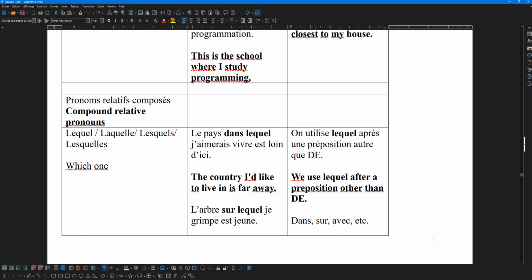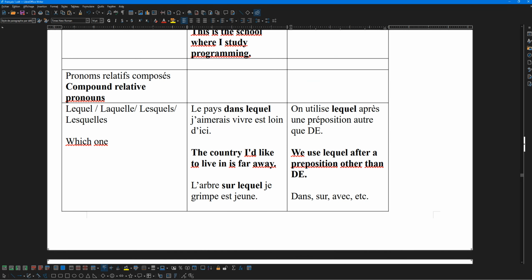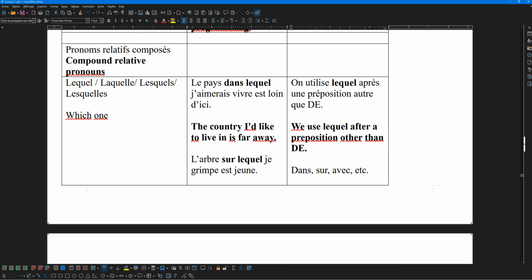Now for the compound relative pronoun, the pronom relatif composé, like lequel, that can be interpreted as which one. Lequel will replace a word that is masculin singulier, laquelle féminin singulier, lesquels masculin pluriel, and lesquelles féminin pluriel. So we use lequel after a preposition other than de, like dans, in. The country I like to live in is far away. Le pays dans lequel j'aimerais vivre est loin d'ici.